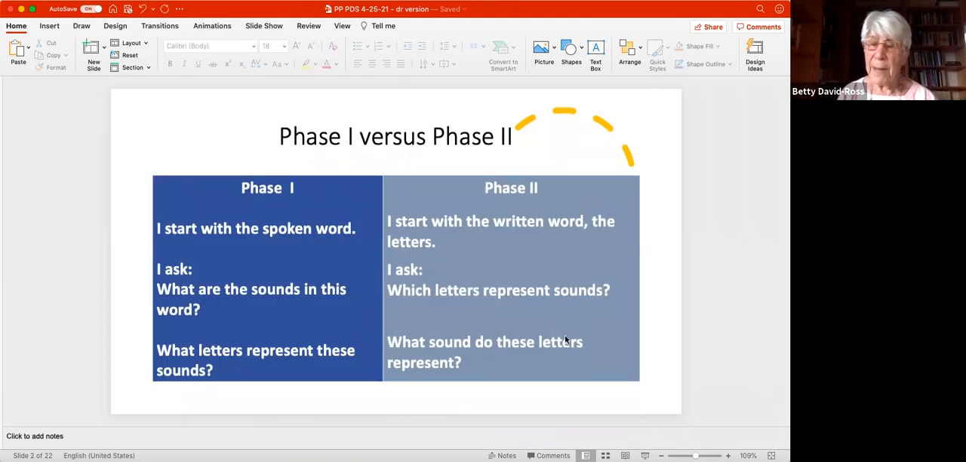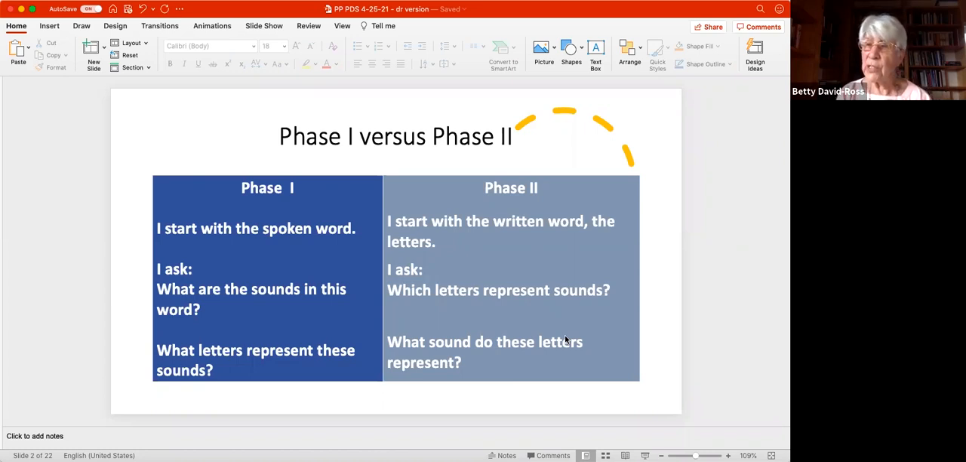I'm going to cover a little bit about the difference between phase one and phase two to start, so that you have an idea of what to anticipate here. So in phase one, we always start with a spoken word. So if I have the word Sam written, I'm not going to ask the student to read it. I'm going to tell the student what the word is. And if the student can read it, they can read it themselves. But we're going to start with a sound. And then we're going to ask, what are the sounds in this word? And then we're going to ask what letters represent these sounds.